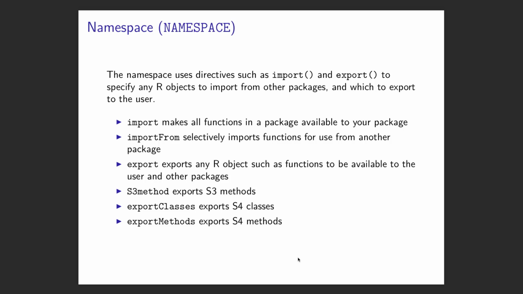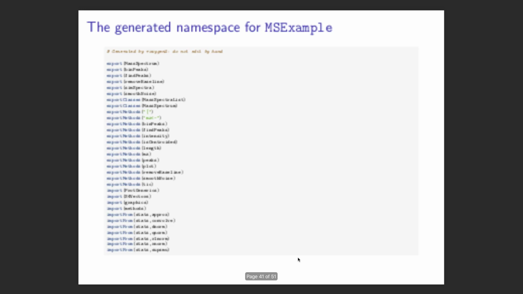Exports, so any normal R objects such as functions, you need to export. S3 method, export classes, export methods. These are specific for S3 methods, export classes, and export methods, which we'll talk more about after break. But they have their own ways of exporting them, just using different directives.